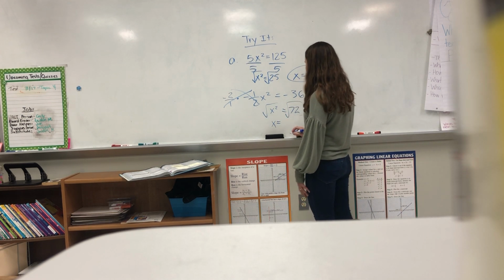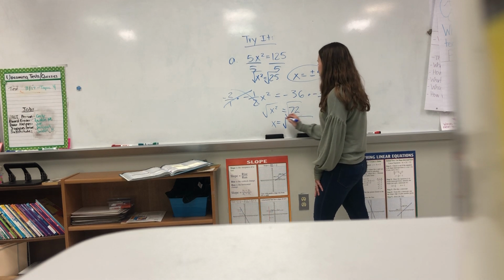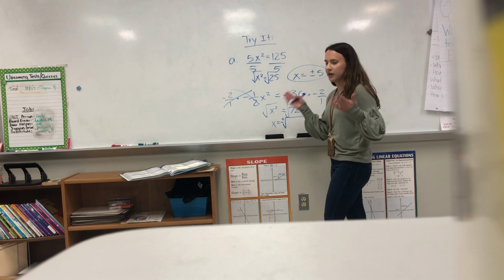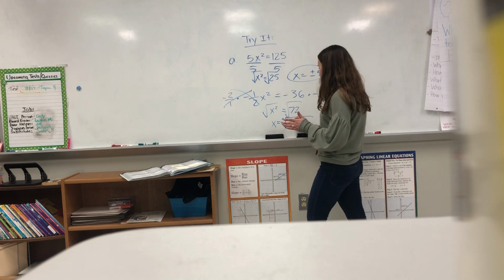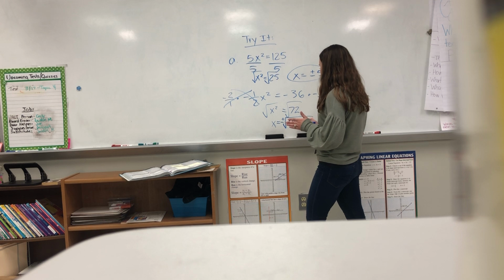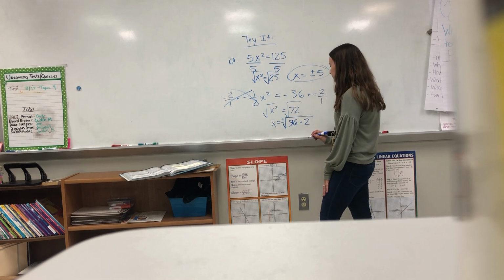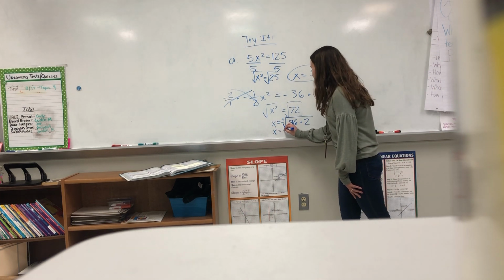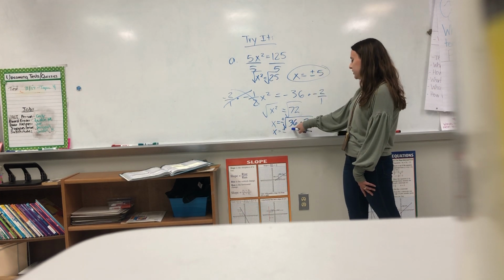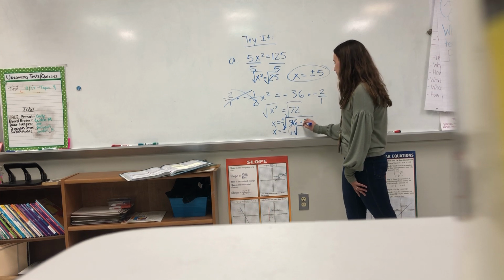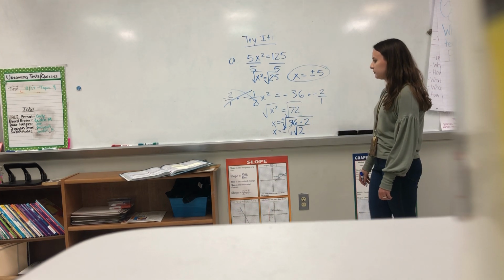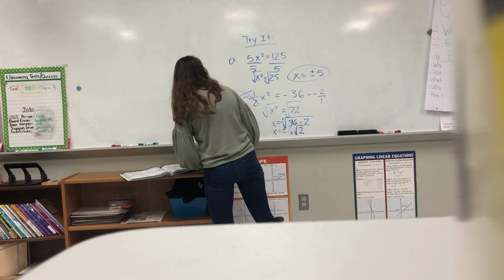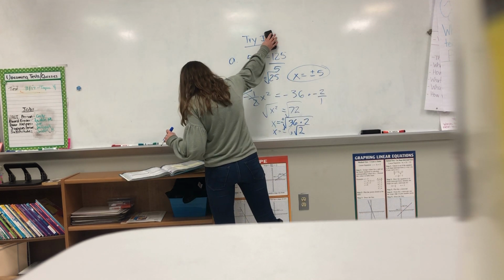x equals plus or minus. You might think 8 times 9, you might start thinking of all different numbers. The best ones to choose are 36 times 2. And then x equals plus or minus, square root of 36 is 6, so that comes out 6 radical 2. Okay, next is example 3.